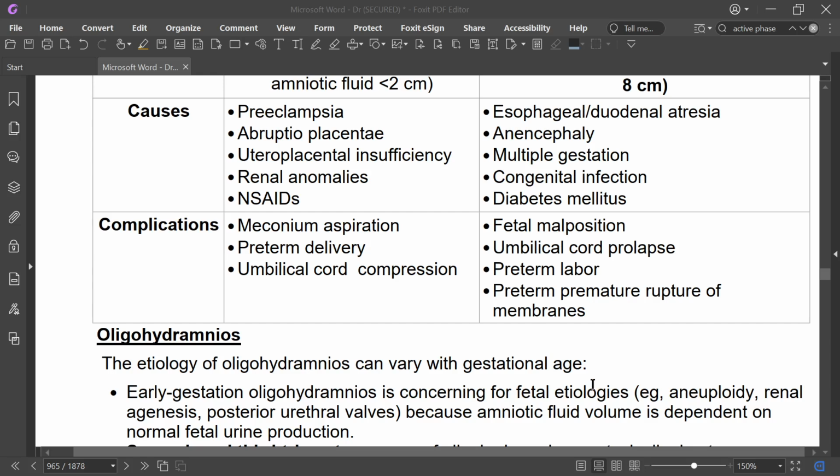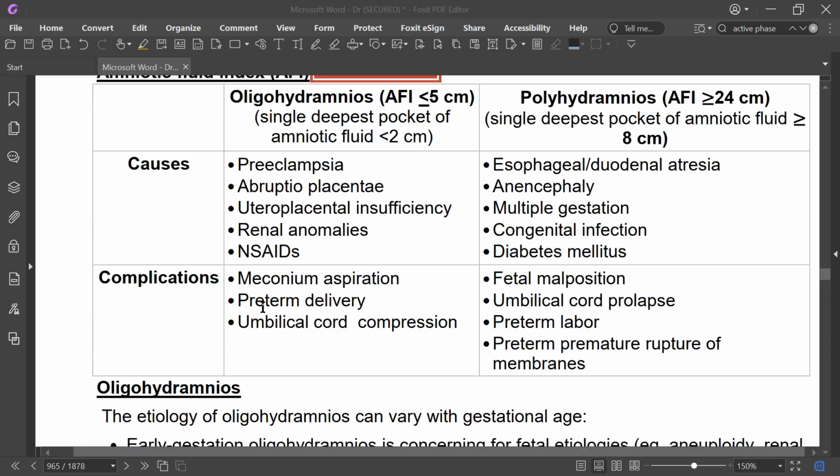Causes of oligohydramnios are renal disease, uteroplacental insufficiency, preeclampsia, abruptio placentae, and NSAIDs. Complications are meconium aspiration, preterm delivery, and umbilical cord compression.